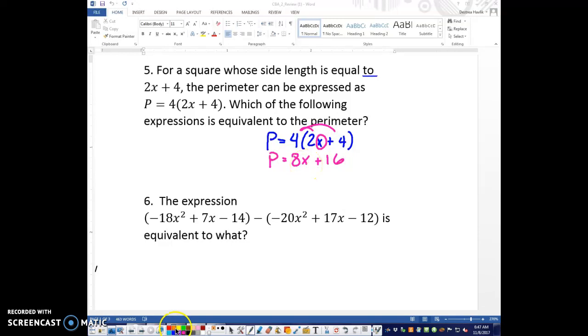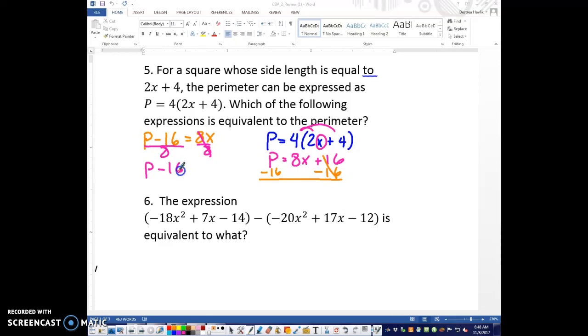Okay? Now, again, we're trying to get x by itself. So we need to do what first? Subtract the 16. What is p minus 16? It's just that. P minus 16 equals 8x. Now, what's our last step? Divide by 8. We'll divide that whole thing by 8.